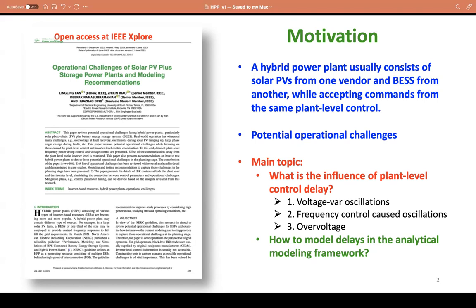Today's main topic is the plant level control delay. What is the influence of the plant level control delay? We will talk about three types of operational challenges: watt-to-watt oscillations, frequency control caused oscillations, and overvoltage. Then another topic is how to model delay in an analytical modeling framework, like a small signal analytic toolbox that can give you eigenvalues, this type of thing.